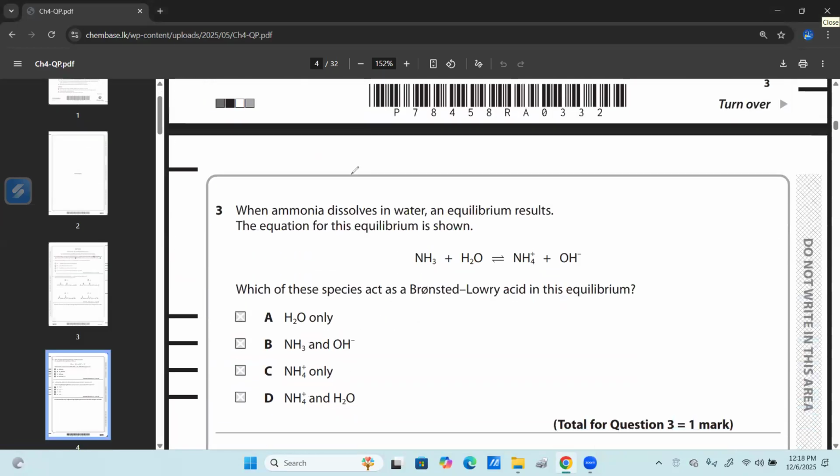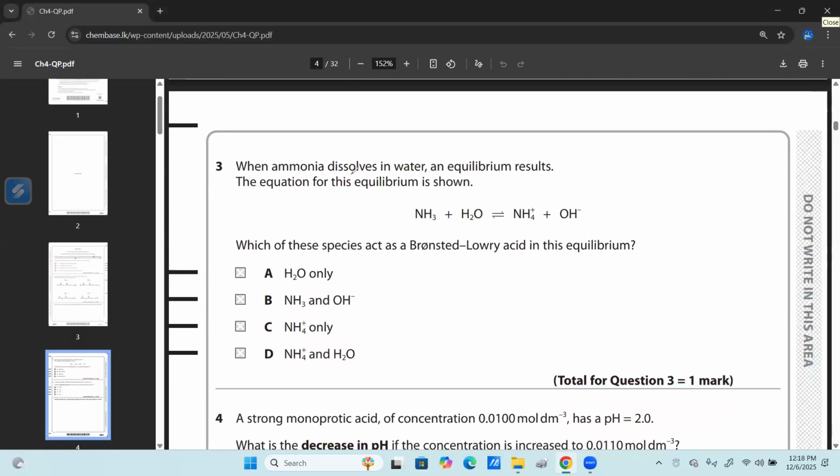Then the third one. When ammonia dissolves in water, an equilibrium results. Which of these species act as a Bronsted-Lowry acid in this equilibrium? So if you take the reactant ammonia, it became ammonium. So that means it has accepted a proton. This is acting as a base. If you take water, water becomes OH-. That means water has donated a proton. It is the acid. That is for the forward reaction.